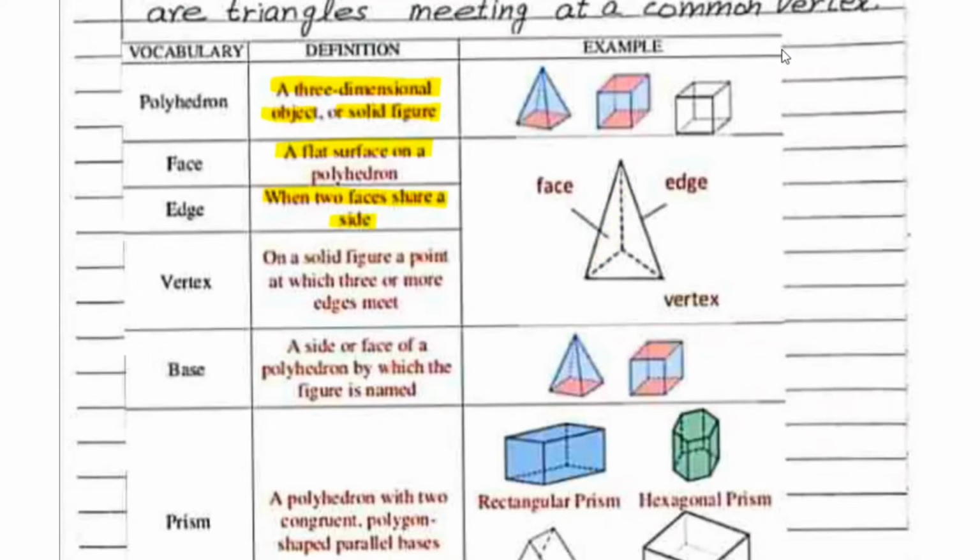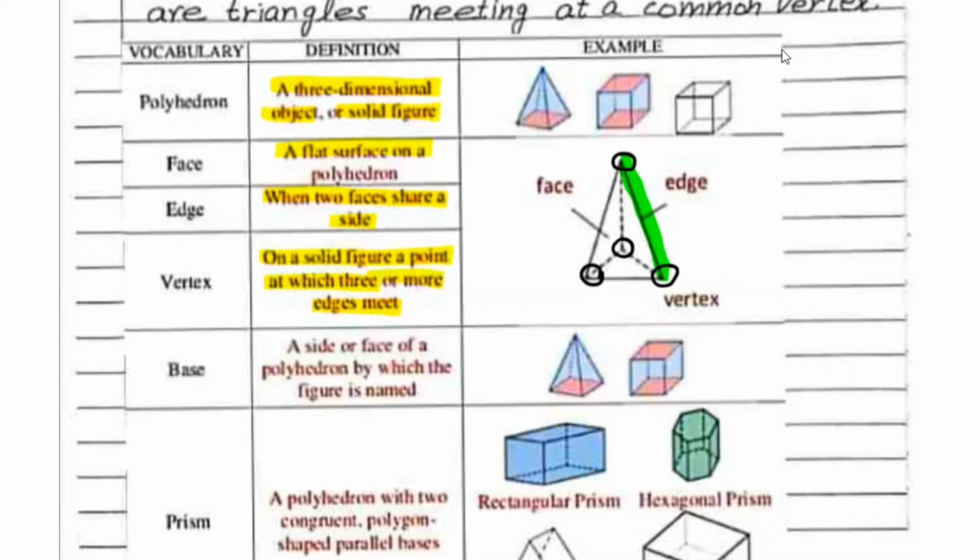Children, here, this green line is the edge, right? Now, next is vertex. On a solid figure, a point at which three or more edges meet. Now children, what is the vertex here? Here, this point is a vertex. So these are the points of vertex. So how many vertices do we have here? We have 4 vertices here, right? I hope you all have understood this now.